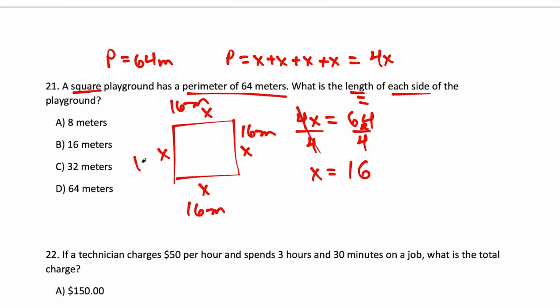What we could do is plug back in here and see that if we add up, let's say, I want to do this with a sum here. If I add up these 4 values, 6 plus itself 4 times is 24. We carry the 2, and then 2 plus 1 is 3, plus 1 is 4, plus 1 is 5, plus 1 is 6. And notice that we get our perimeter of 64 meters. So each side is 16 meters.